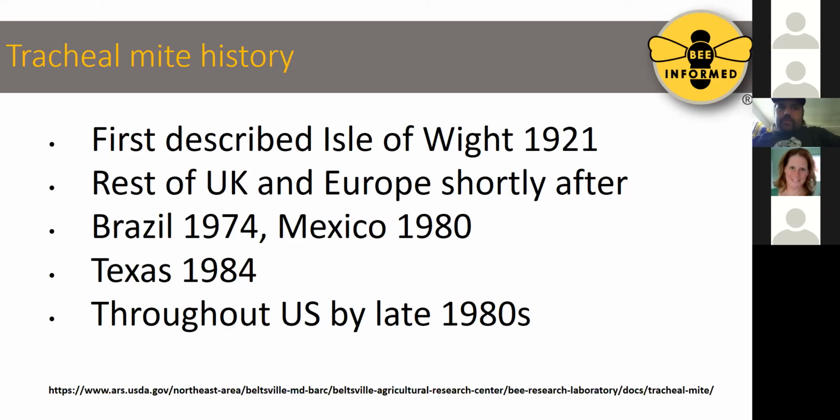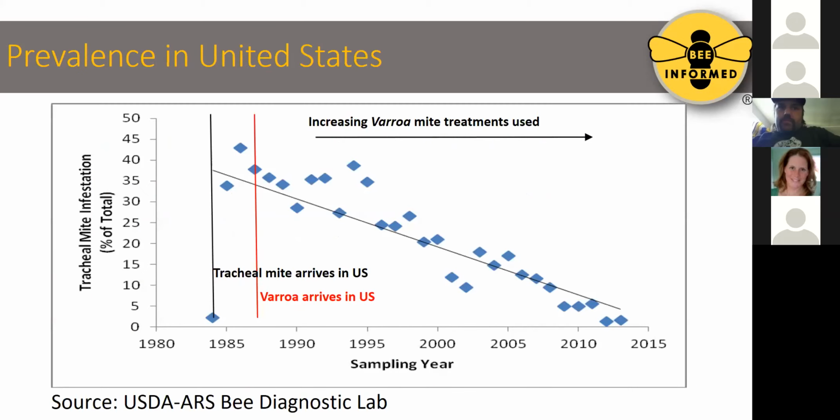So this next slide kind of shows us what happened. This is from the USDA Bee Diagnostic Lab, and these blue dots represent each year the percentage of samples that were infested with these tracheal mites. So we see this black line here, 1984, when they first arrived in the United States. It's very low, it's pretty rare, but immediately the next year we're up in the 35% range, and that number stays pretty steady in the 35-40% of samples analyzed having tracheal mites for about a decade. We go from the mid 80s into the mid 90s.